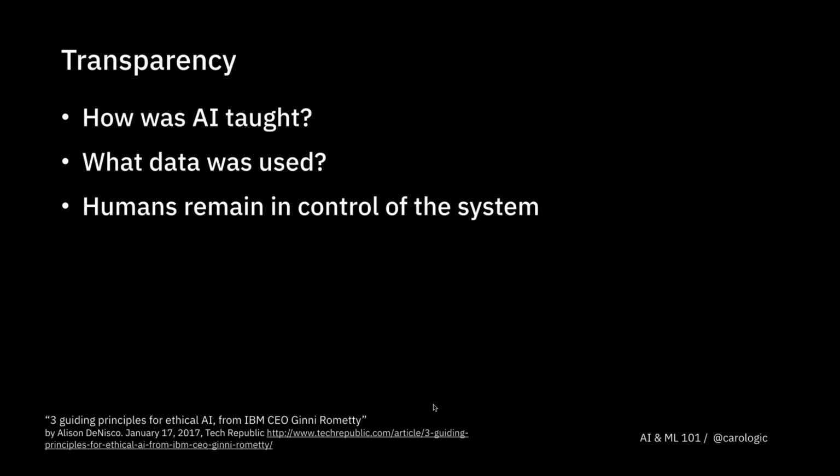Transparency. How was this AI taught? What data was used? What kind of biases might be there? And how can humans remain in control of the system so that they can indeed stop the system, retrain the system, fix it when it's going astray?